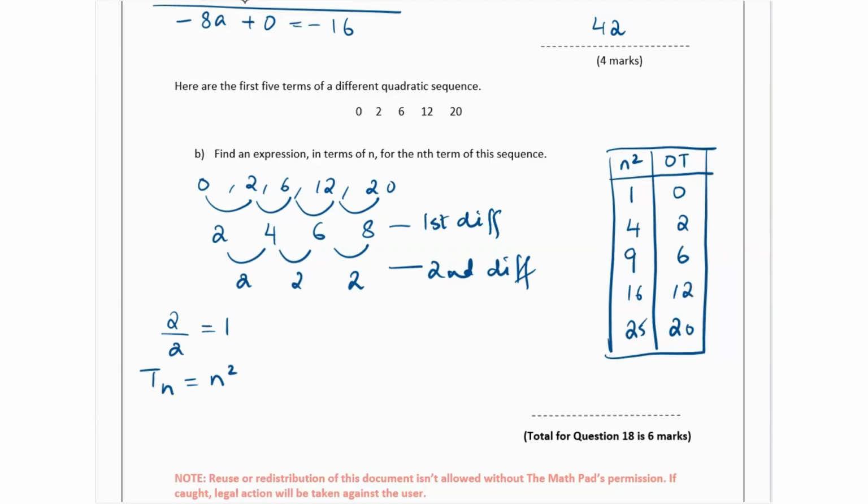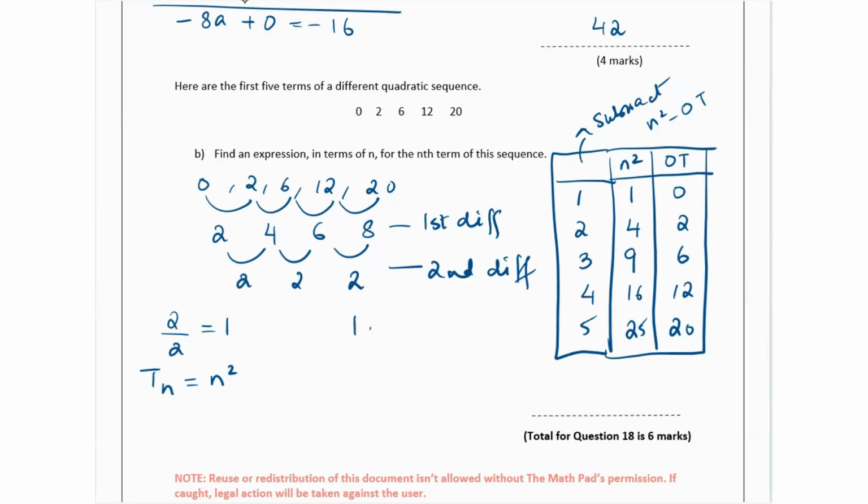Once we found the terms using n squared, next we subtract the two: n squared and the original terms. So 1 minus 0 is 1, 4 minus 2 is 2, 9 minus 6 is 3, 16 minus 12 is 4, and 25 minus 20 is 5. With these terms, we create another sequence. If we create a sequence out of these terms, we can see that 1, 2, 3, 4, and 5 all have a common difference of 1.